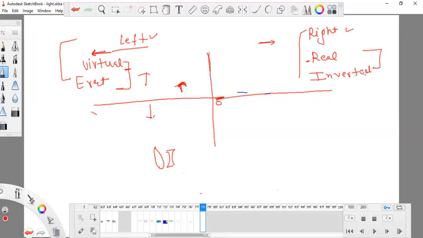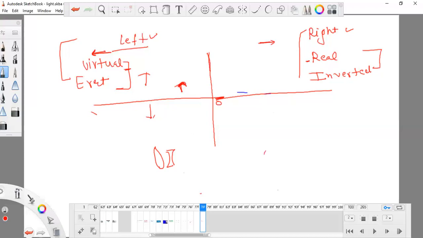That is the fixed thing. Okay, so yeah, real and inverted are right. You have drawn so many types of images. We have drawn so many types of images from this mirror.